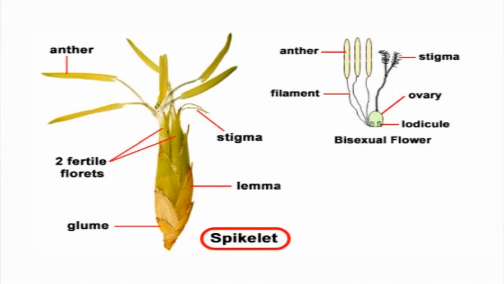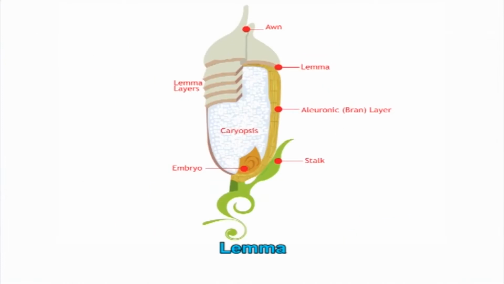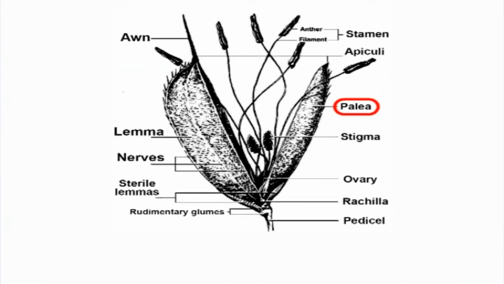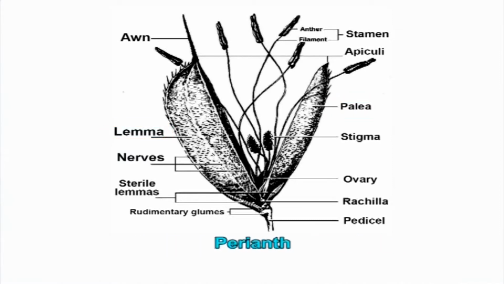The individual spikelet consists of a small rachis in which two rudimentary glumes are borne. Above the glumes, lemma and palea are present, which represent bract and bracteole respectively. The lemma is 5-nerved, leathery and boat-shaped. The palea is 3-nerved. The lemma and palea enclose the gynoecium and androecium. A pair of lodicules represent perianth.